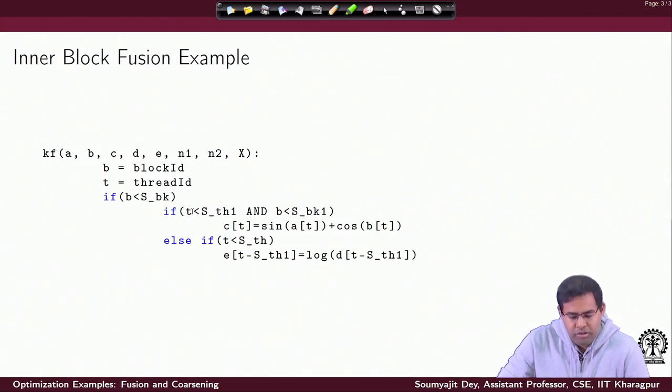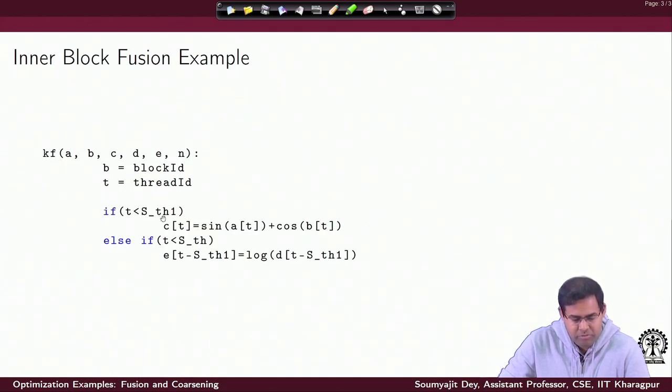So the check would be whether the local ID of the thread is less than STH1 and whether the block ID of the thread is less than SBK1. Now just to understand why I need this, let me hop back to the code on inner block fusion for kernels with identical data arrangement. There we were just computing the local thread ID and checking whether the thread is going to do the work for K1 or K2, right.